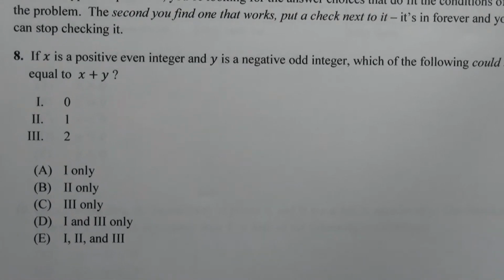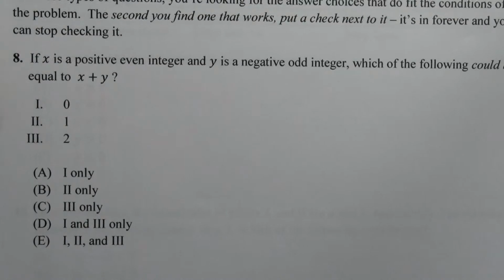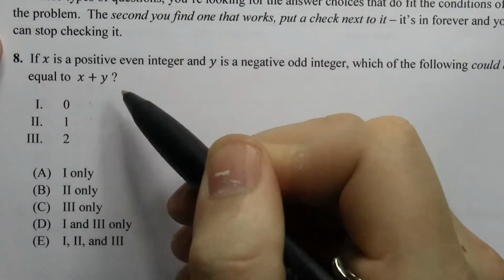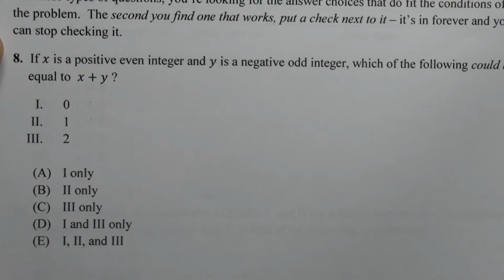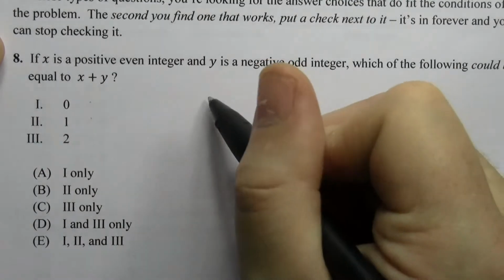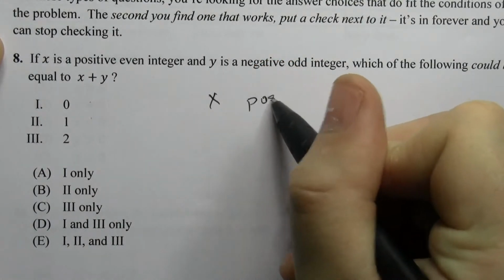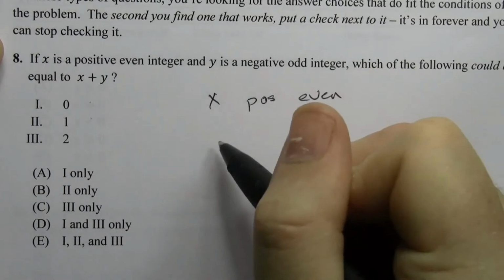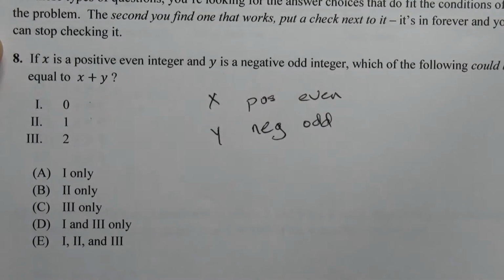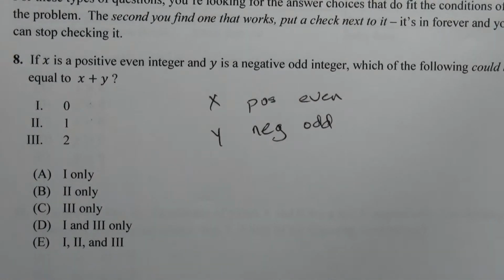It says x is a positive even integer and y is a negative odd integer. Which of the following could be equal to x plus y? Each of these only needs to work once. The second it works, I put a check next to it and include it. So, x is a positive even integer, I'll write that down here just so I can remember, positive even, and y is a negative odd. I can handle this conceptually, using what I know about evens and odds and negatives and positives, or I could just try out numbers and see what happens.